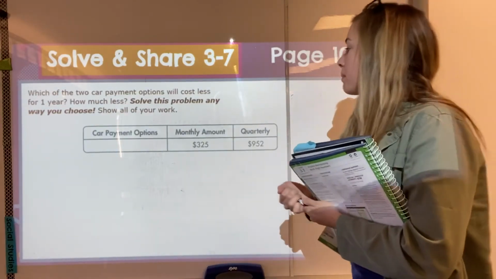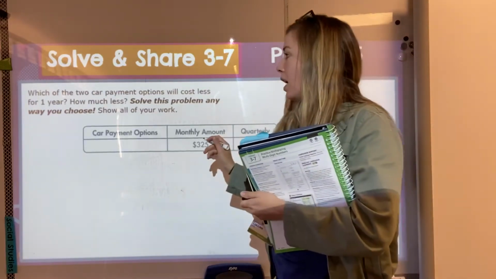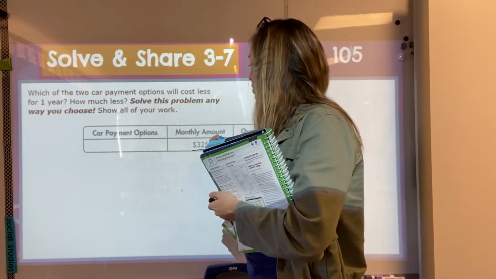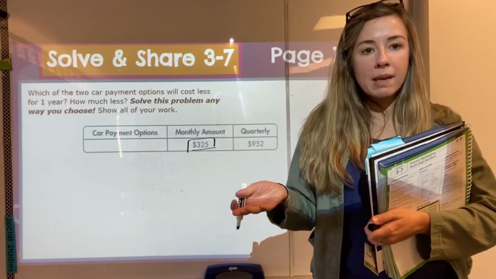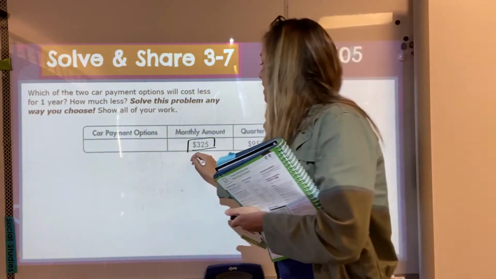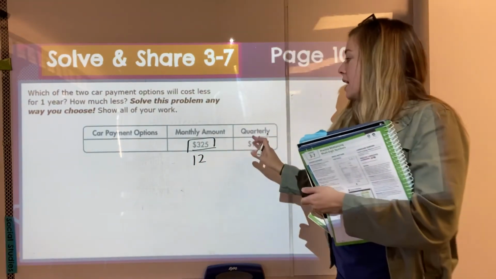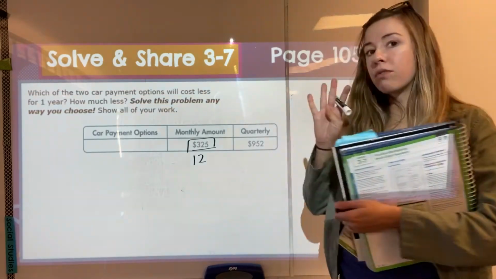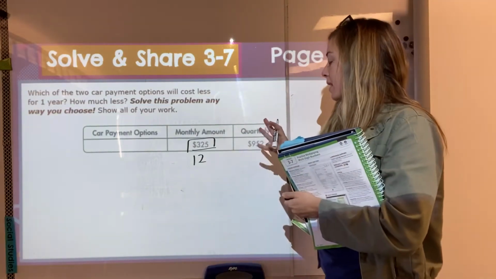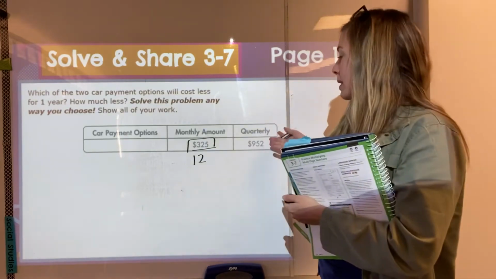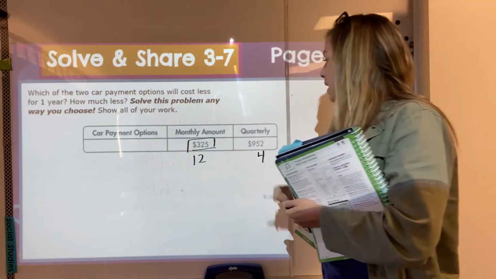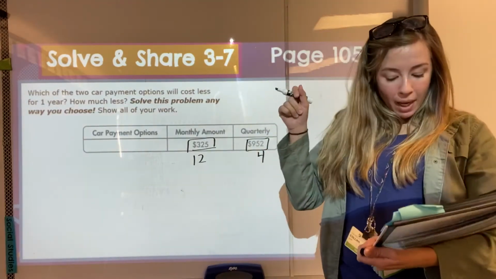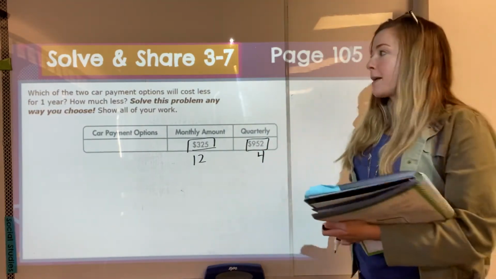So one part of our monthly amount, here's our options. Monthly amount, we would pay $325, and you have to think about, okay, well, how many months are in a year? This would be for 12 months. Now, quarterly, if we break our 12 months up into quarters, there are 4 quarters that it would be split into. So like every 3 months, they would pay this. So there would be 4 payments of the 952. So go ahead and pause here and see what answer you're gonna get.